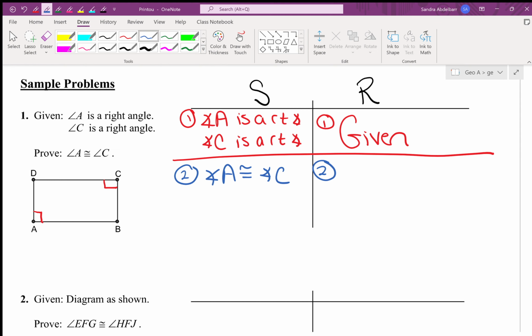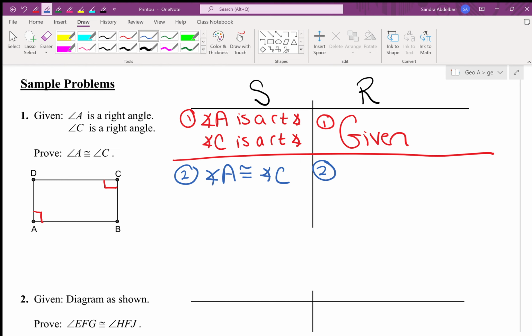Oh, I'm so glad you said that. Okay, so Noah said they have the same measure. Remember, the reader only knows what's written down in the proof. Anywhere in the proof, did we state the measure? No, all we stated were right angles. The reader doesn't know that right angles have the same measure of 90. They don't know that. So we're going to have to think of a different reason here.